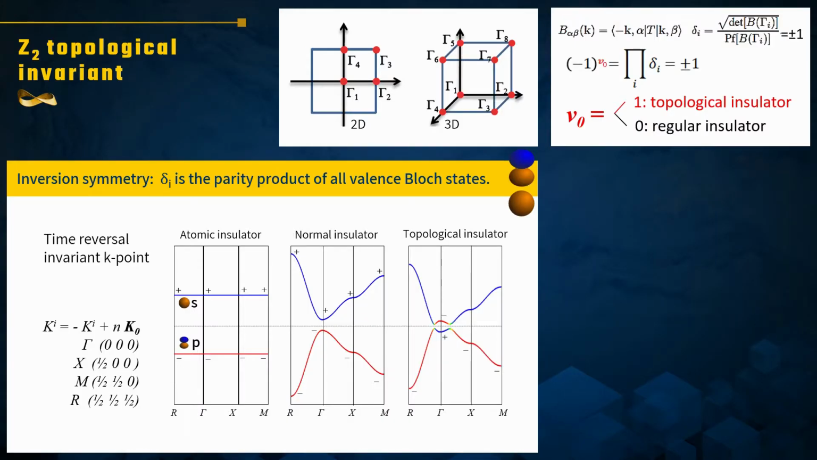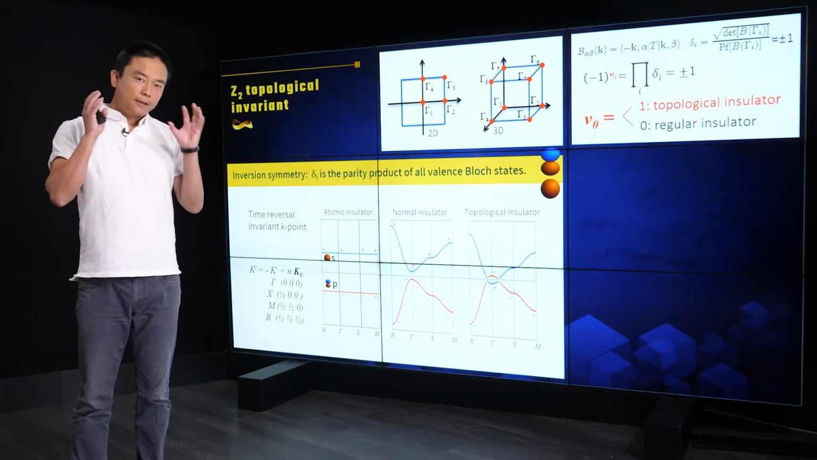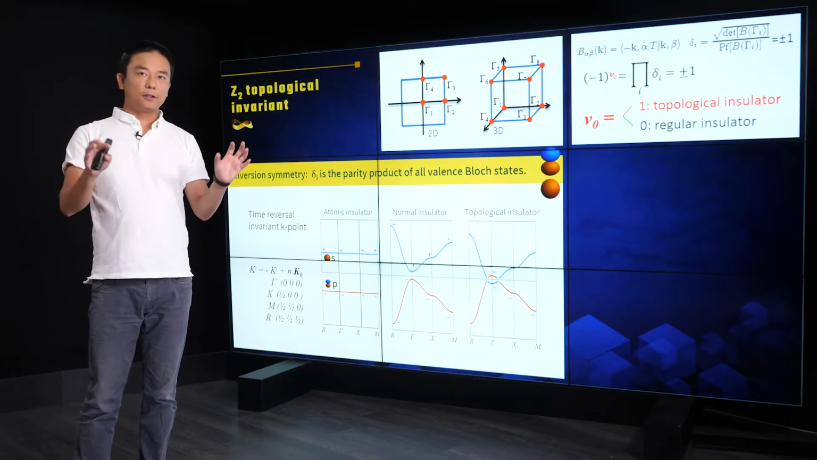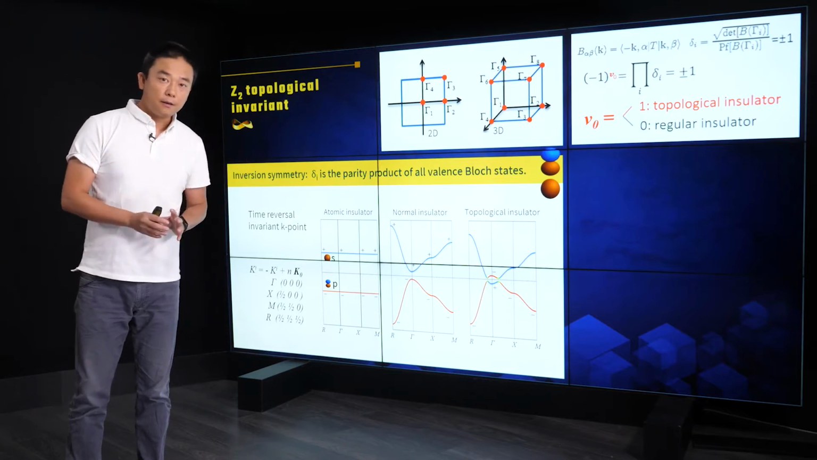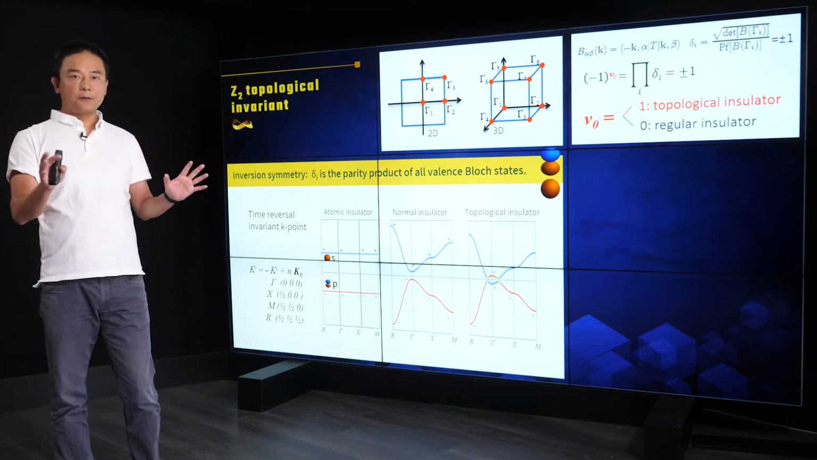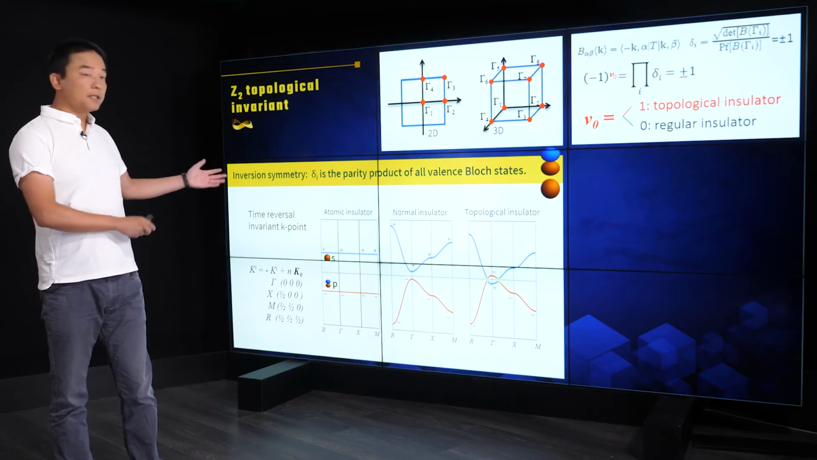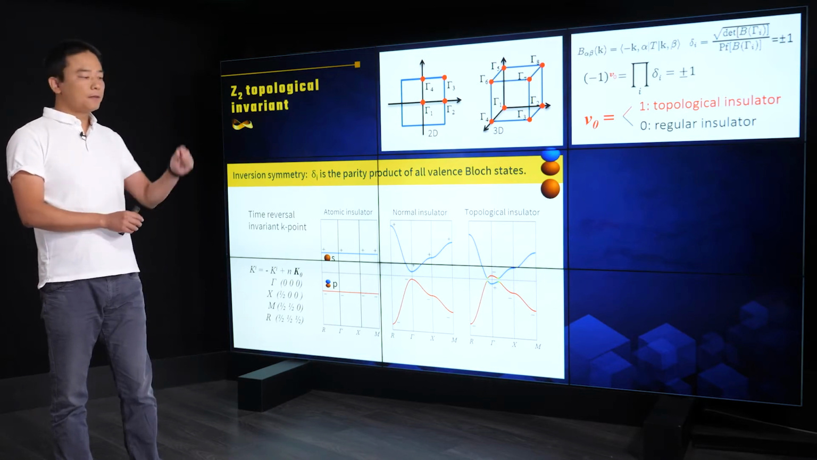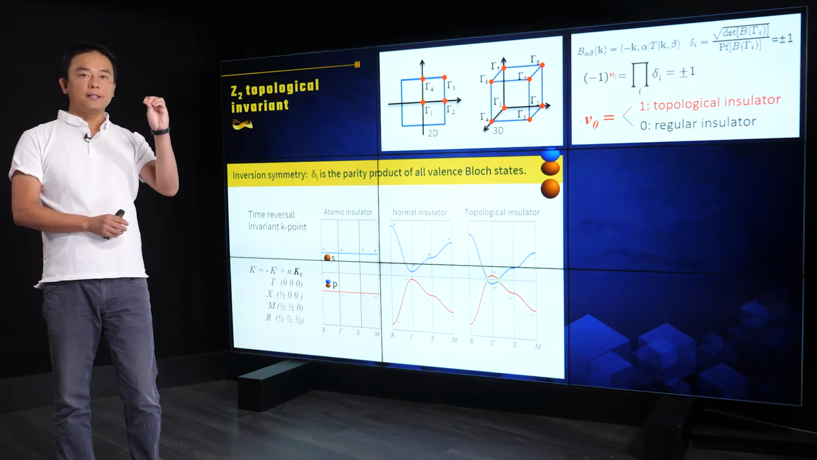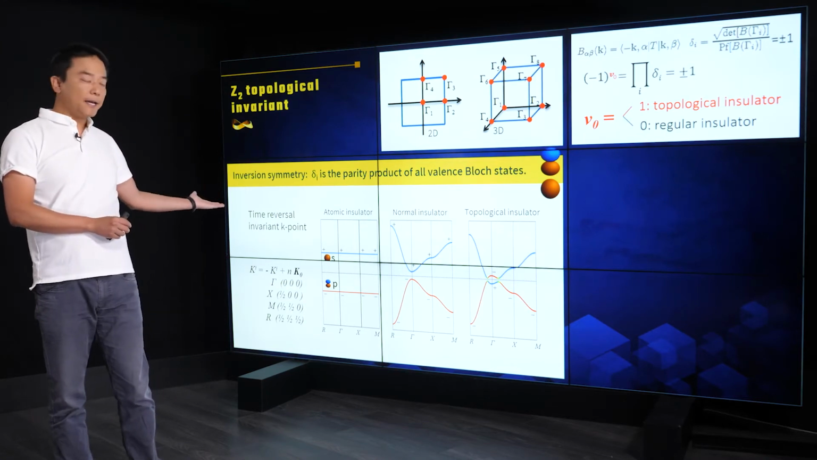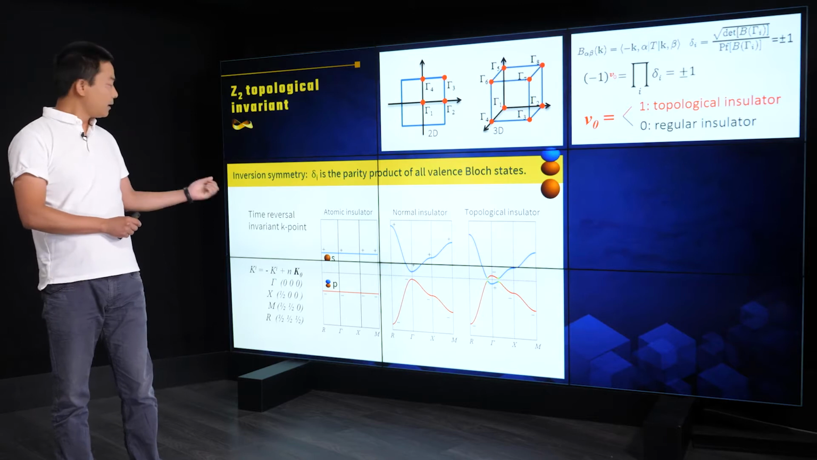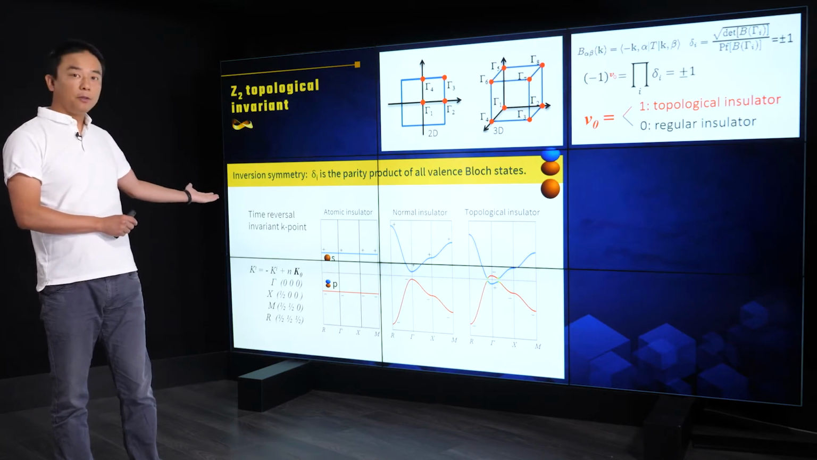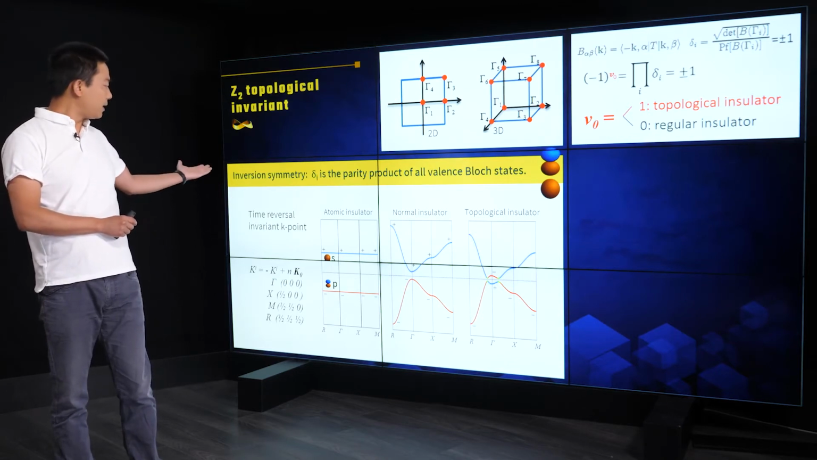Let's look at an example of a three-dimensional insulator. These are all the 8 time-reversal invariant momenta. Here there are 3 X points and 3 M points. Let's think about the simplest insulator, the atomic insulator. If it's atomic, there's no dispersion, so the valence band and conduction band are just flat, right? Now let's suppose we only have one single atom. We have a p orbital for the valence band, s orbital for the conduction band. We know the parity eigenvalue for the p orbital is always minus, and s is plus.